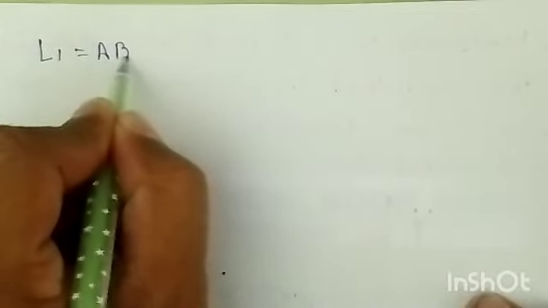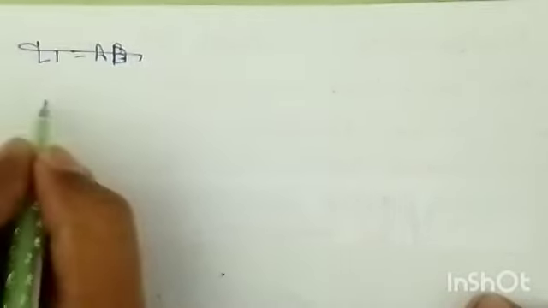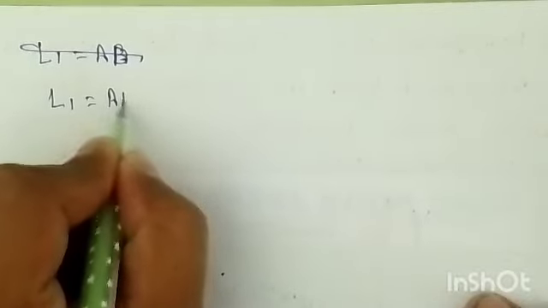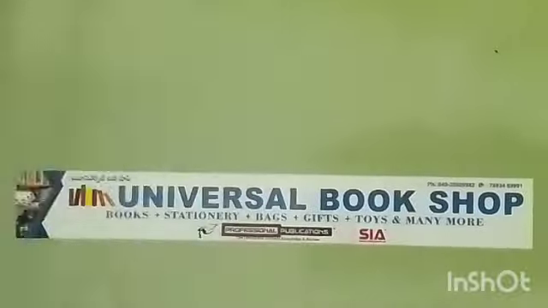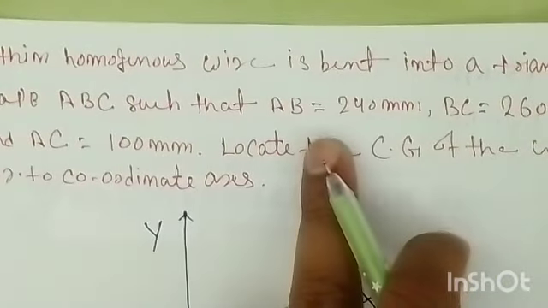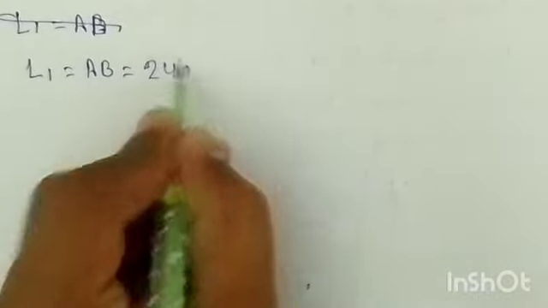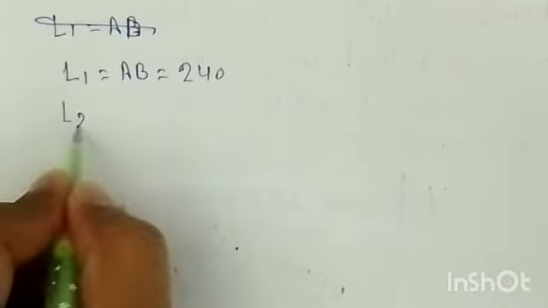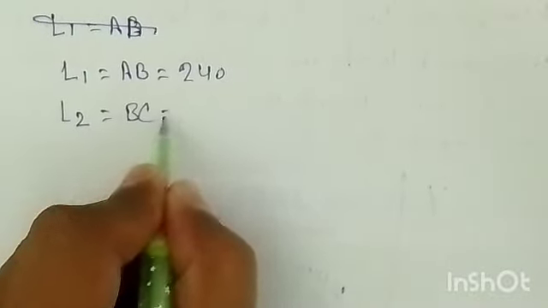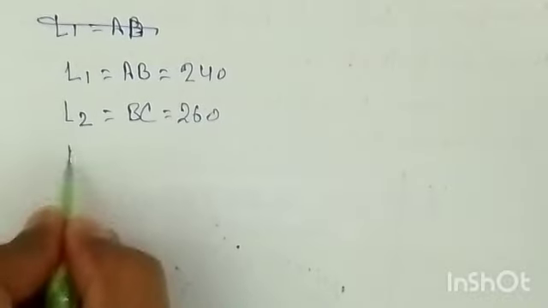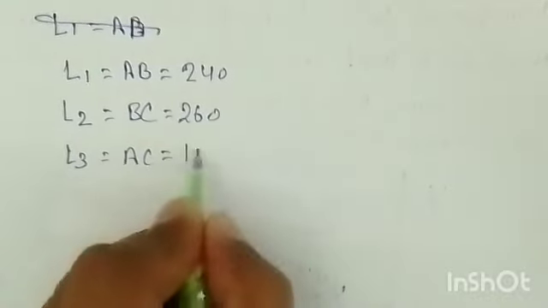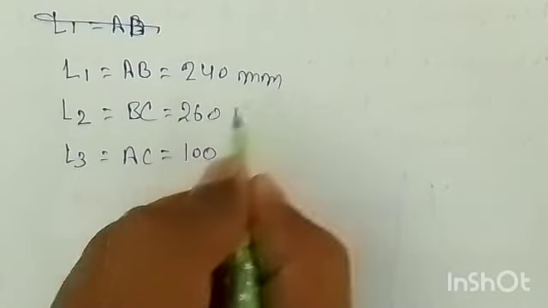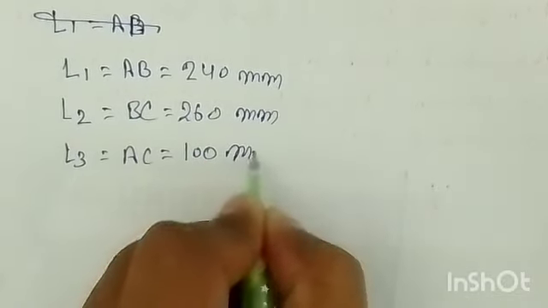Now we can say L1 is equal to AB, which is 240, L2 is equal to BC, which is 260, and L3 is equal to AC, which is 100. These are all in millimeters, right?